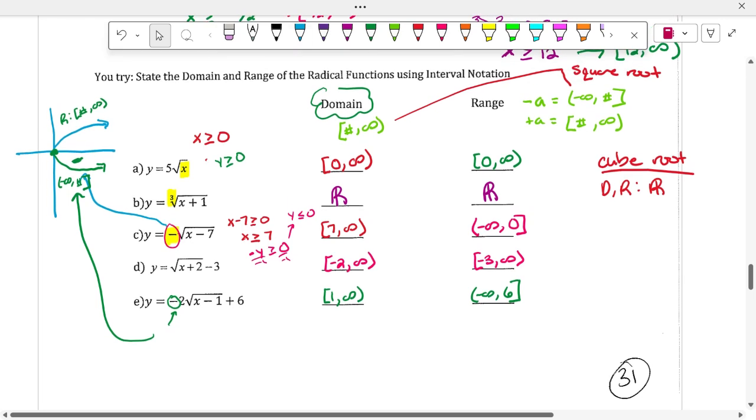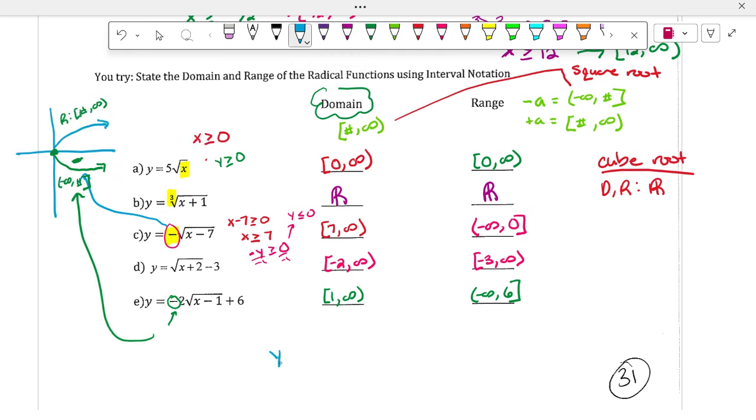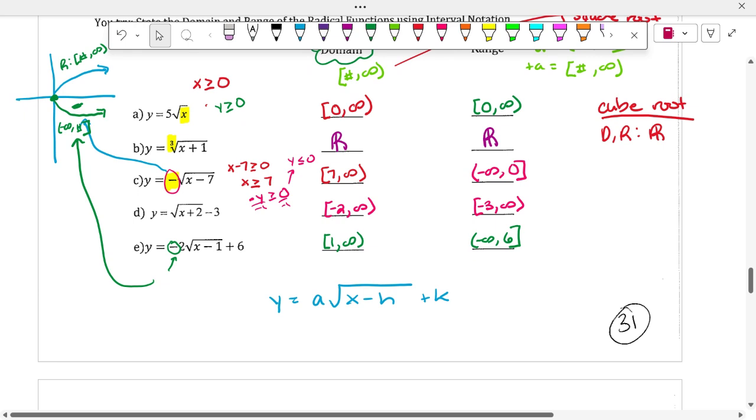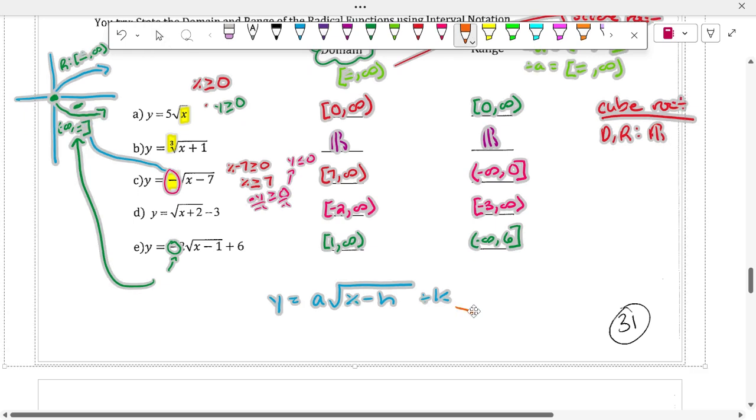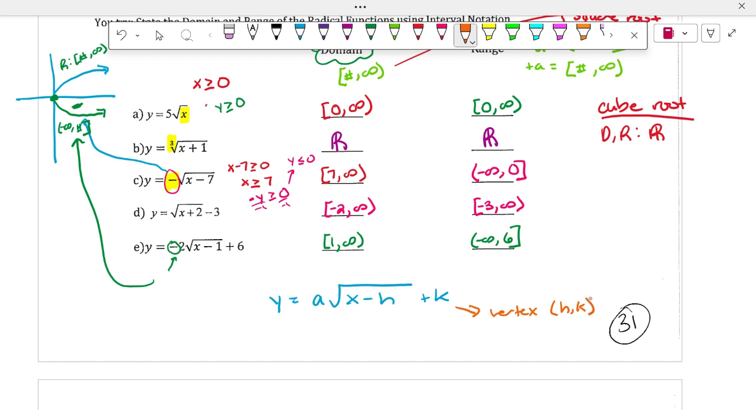Another thing to note, just so you guys know, just like how the vertex form of a quadratic looks, it's the same thing for a square root. Where your vertex, as we call it, which is that point without the arrow on it, that endpoint, is (h, k). Which, by the way, can give you your domain and your range. H is your domain. K is your range.